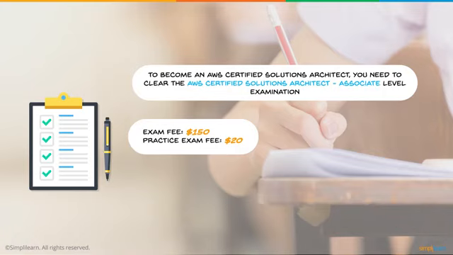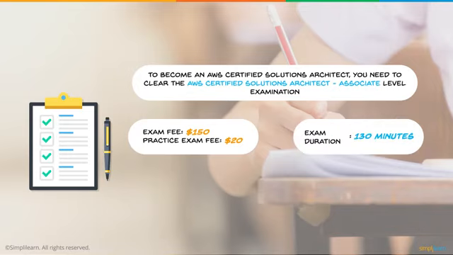Now, regardless of the examination you take, be it Solutions Architect, SysOps Administrator, or Developer, any associate level examination costs $150. For the professional level examination, it's $300. Now, if you want to learn more about the AWS certifications, I suggest you click on the top right corner and watch our video AWS certifications in 10 minutes to learn more.